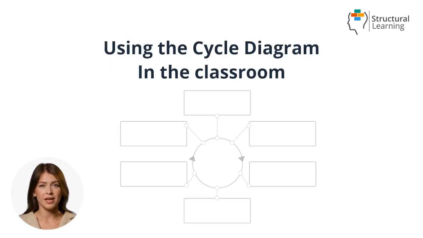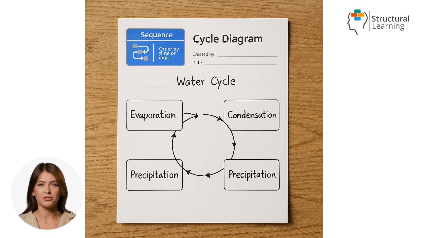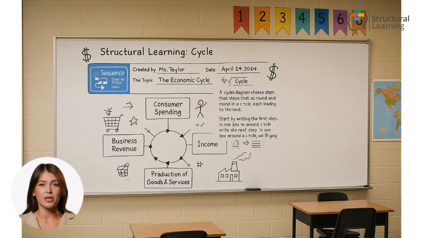To use the cycle diagram in your classroom, introduce the topic that follows a cyclical pattern. This might be something natural, like the water cycle, or conceptual, like a design cycle in technology. Ask learners to start by writing the first stage of the cycle in one of the boxes around the circle. Then, working clockwise, they fill in the next steps, ensuring each leads logically to the next.